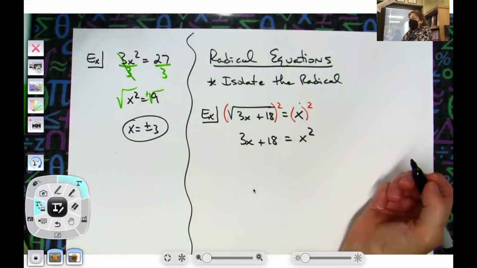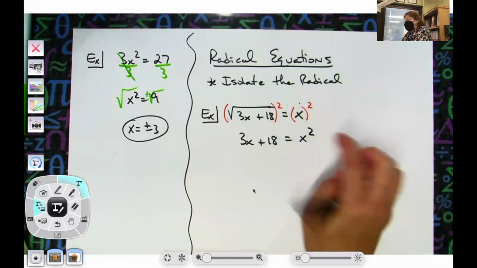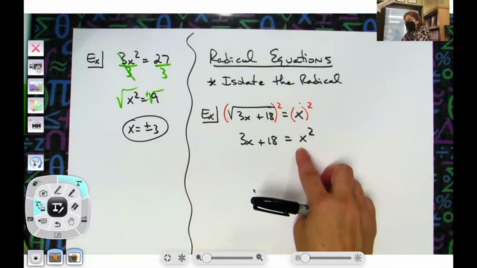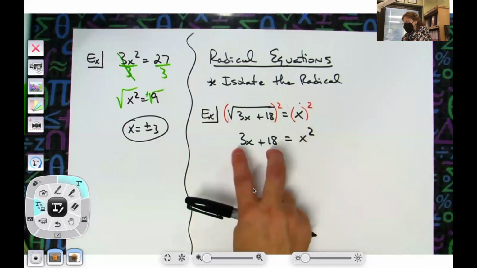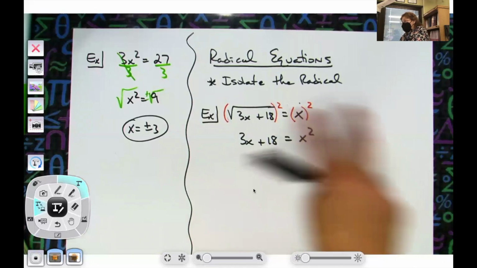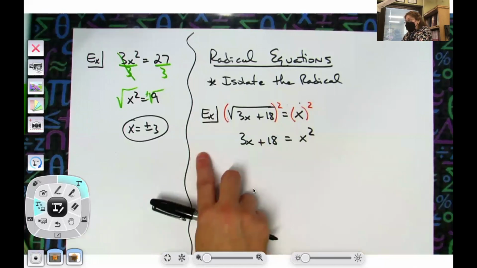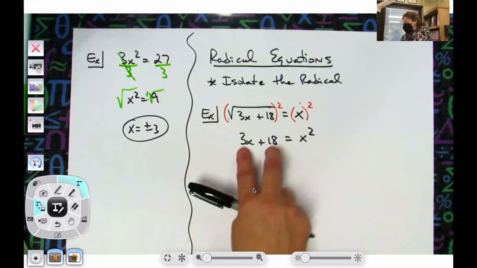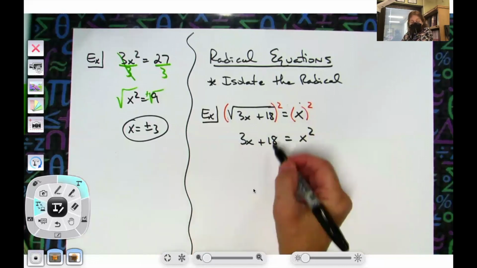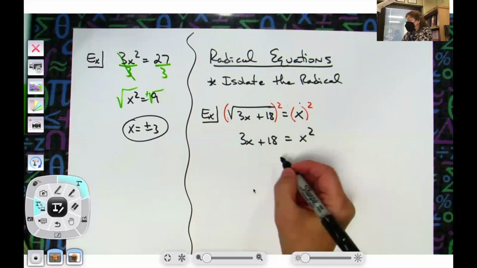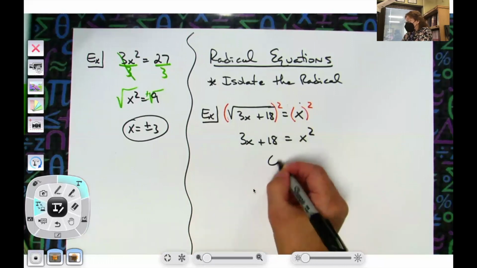Oh, but now I've got a quadratic equation because I just manipulated it. I want the leading coefficient to stay positive, so leave the x squared on the right-hand side and move these to the right. If I move that x squared to the left, it has a negative leading coefficient. We don't want to deal with that. So subtract 3x and subtract 18 from both sides. That would leave me with a 0 on the left side.